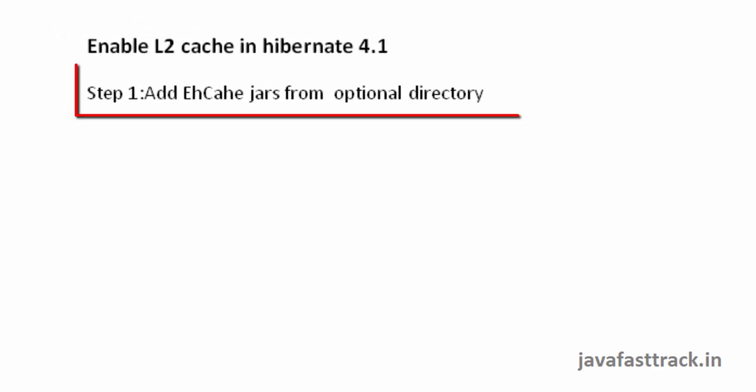Now I'll show you how to enable L2 cache in Hibernate. For that, you have to do 3 small simple steps. Step 1 is to add cache jars. When you download Hibernate, you'll get an optional folder. In that, there are 3 jar files. You add those 3 jar files from the optional cache folder into your project. That's all. That's step 1.